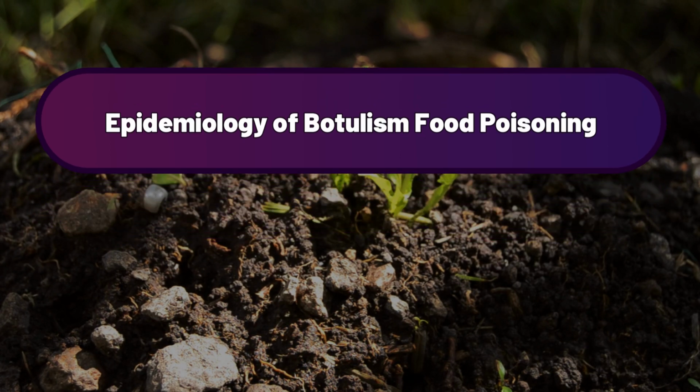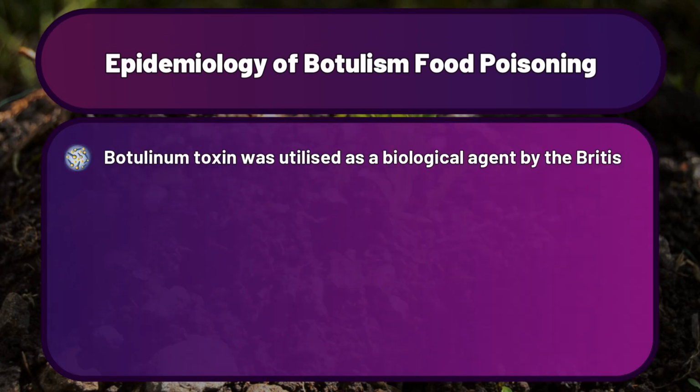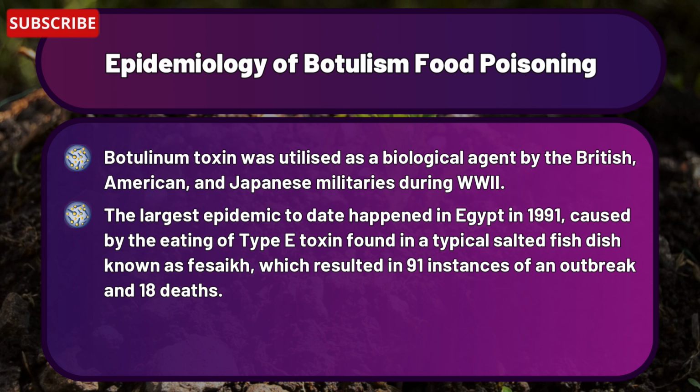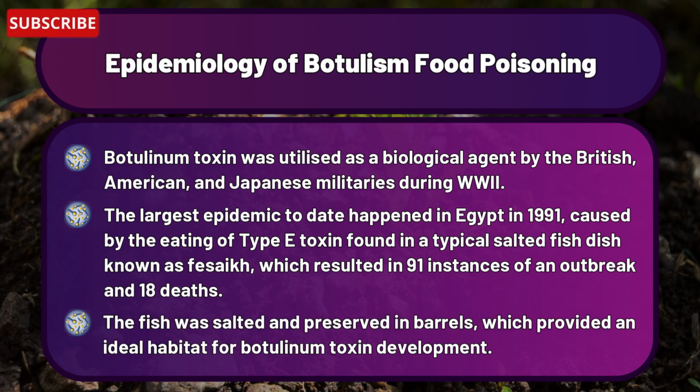Epidemiology of botulism food poisoning. Botulinum toxin was utilized as a biological agent by the British, American, and Japanese militaries during World War II. The largest epidemic to date happened in Egypt in 1991, caused by eating type 3 toxin found in a typically salted fish dish known as fisac, which resulted in 91 instances of an outbreak and 18 deaths. The fish was salted and preserved in barrels, which provided an ideal habitat for botulinum toxin development.